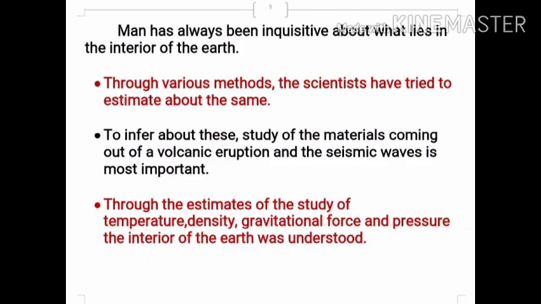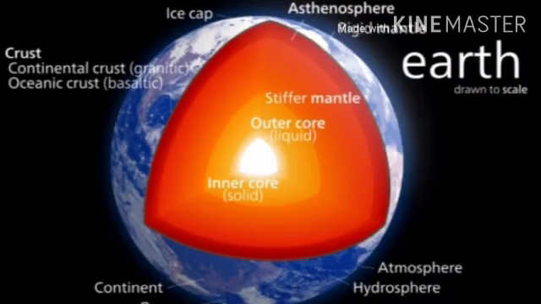Man has always been inquisitive about what lies in the interior of the earth. You must be thinking, how did man come to know about all these things? So, the scientists have used various methods to know about what is there inside the earth. Through various methods, the scientists have tried to estimate the same. To infer about this, the study of materials coming out of volcanic eruptions and seismic waves is most important. Through the study of temperature, density, gravitational force, and pressure, the interior of the earth was understood. It means the scientists used different methods to understand what is there inside the earth.